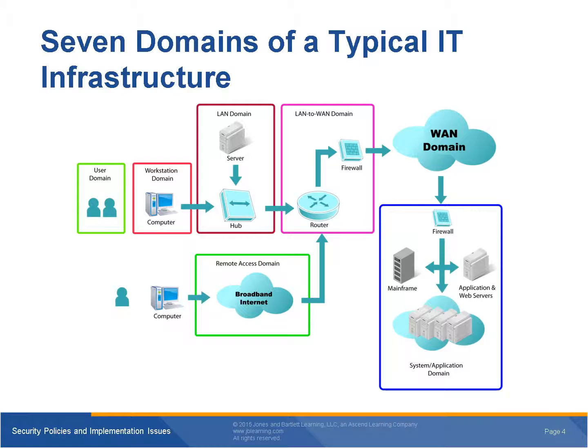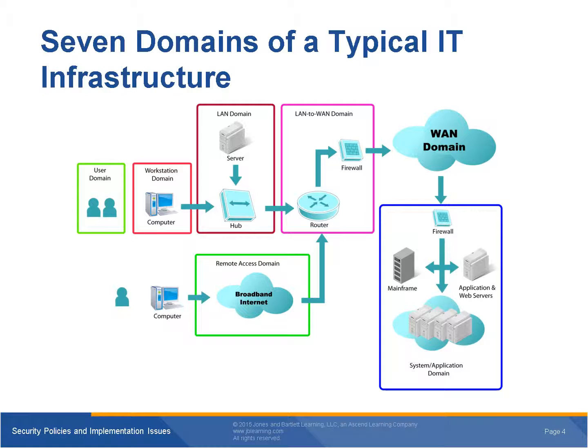Domain 2 is the workstation domain, and that could be a laptop, or it could be a desktop computer or a smartphone. The LAN domain, number 3, that's the local area network. The 4th domain is the LAN to WAN domain, so that's the connection between the LAN and the WAN. The 5th one is the wide area network, and the internet is an example of a wide area network.